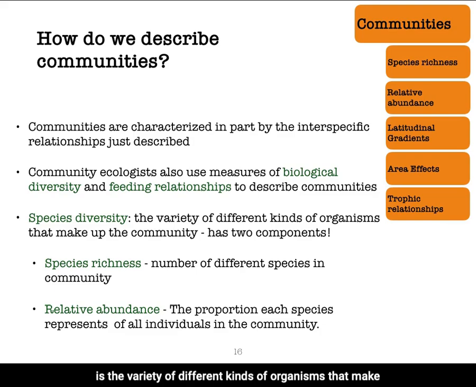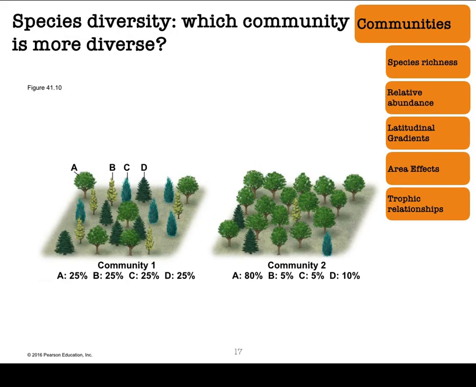Species diversity is the variety of different kinds of organisms that make up the community, and it is typically broken down into two components: species richness and relative abundance. Species richness is the number of different species in a community. Relative abundance is the proportion each species represents of all individuals in the community. This distinction and how these two components of diversity together define biological diversity is best shown in a diagram.